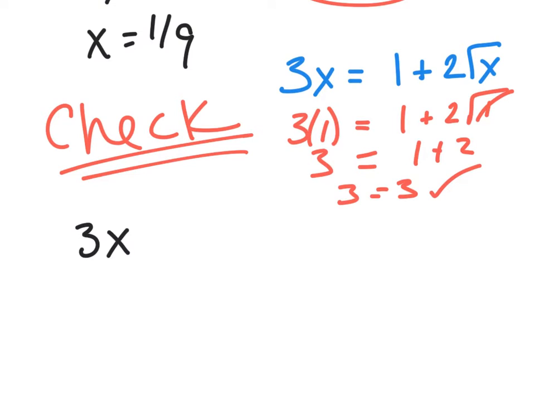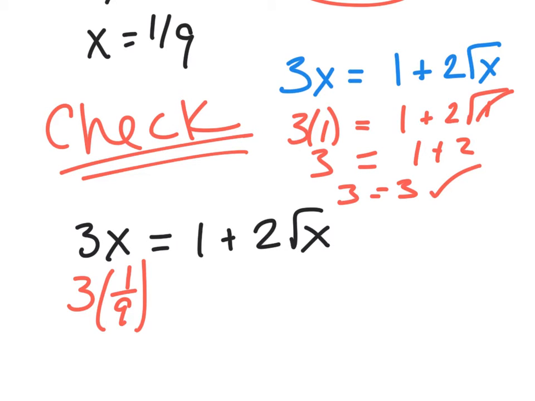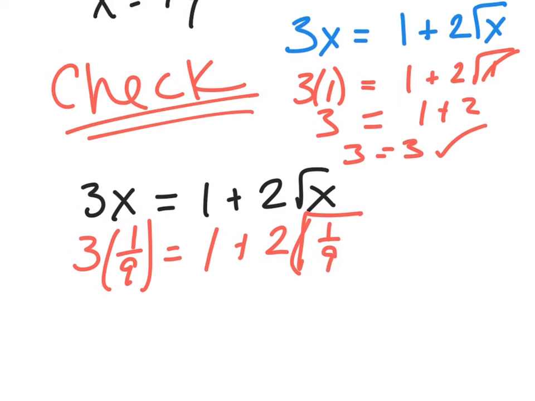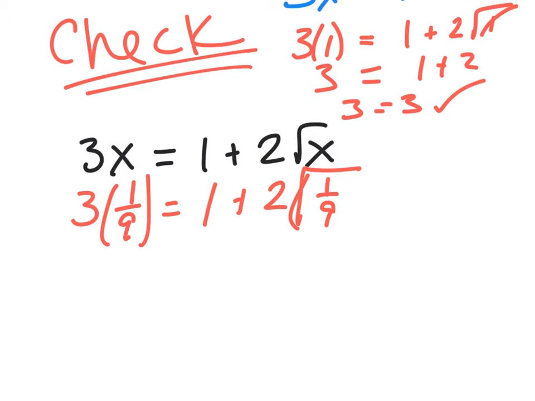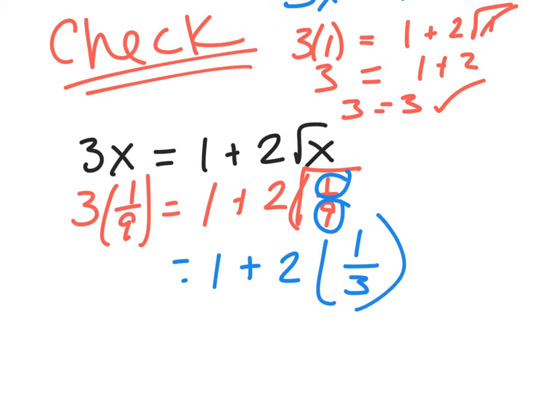So 3x equals 1 plus 2 radical x. Plug in that 1/9. 3 times 1/9 equals 1 plus 2 times the square root of 1/9. Now maybe that makes you nervous, but it's actually a really nice number, the square root of 1/9. Think about this. Do you know the square root of 1? Sure, that's 1. And do you know the square root of 9? Of course, that's just 3. So the square root of 1/9 is just 1/3. And then here, when I multiply, I'm going to get 3 over 9.